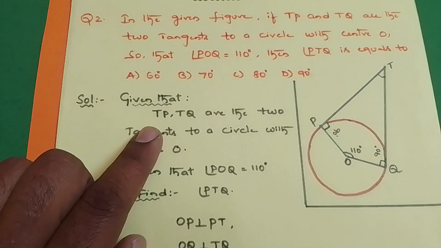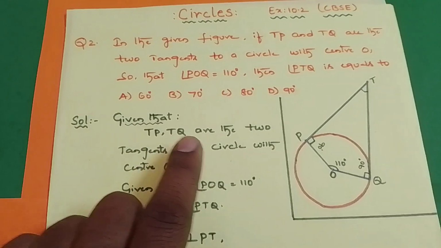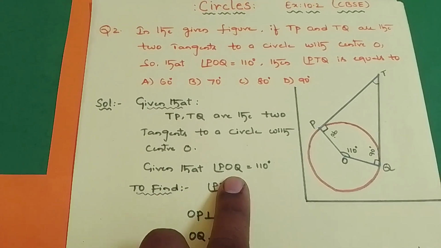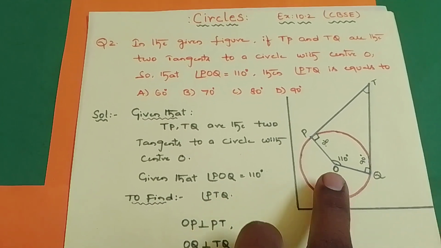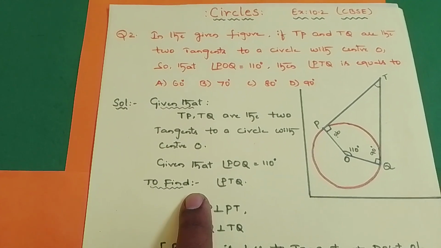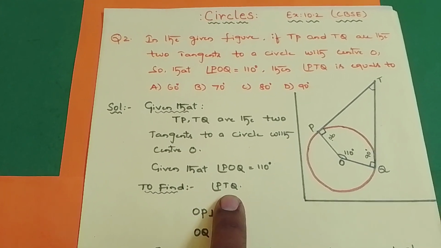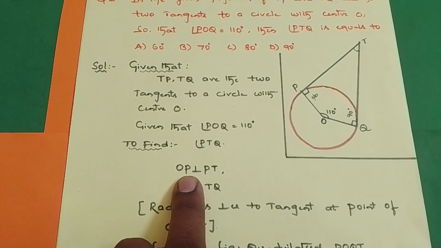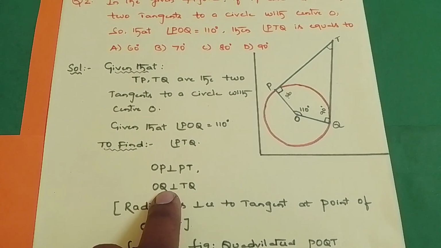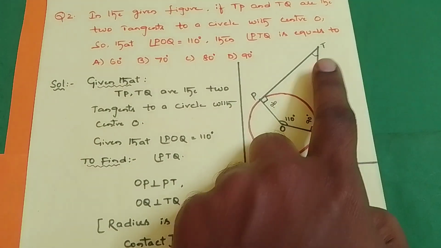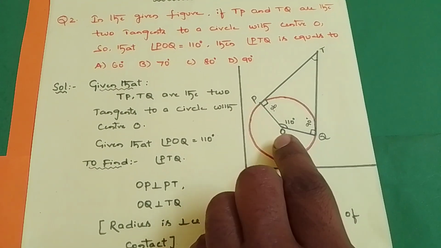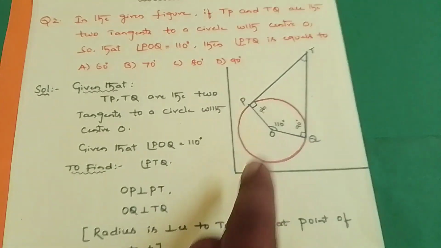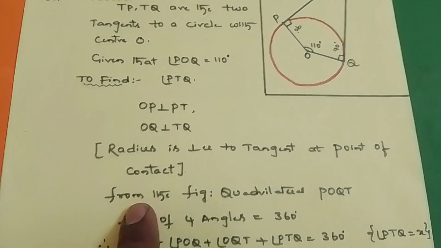So first write down what is given in the question. TP and TQ are the two tangents to a circle with center O. Given that angle POQ equals 110 degrees, that is angle O is given as 110 degrees, we need to find angle T, that is angle PTQ, where OP is perpendicular to PT and OQ is perpendicular to TQ, because these two are tangents and OQ and OP are radii, therefore definitely this becomes a perpendicular to the circle.